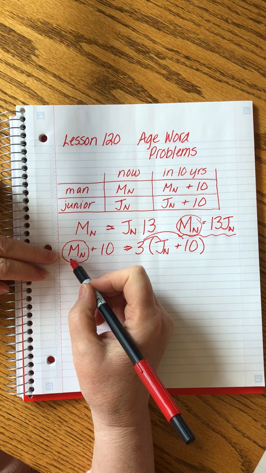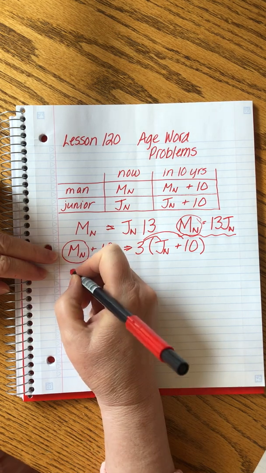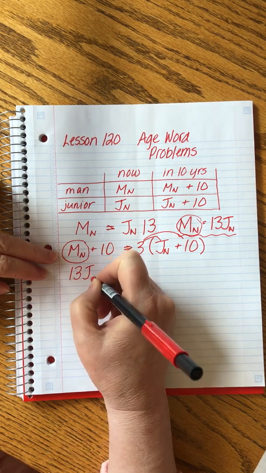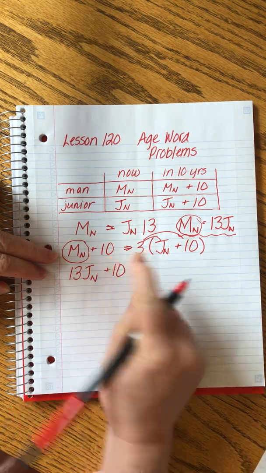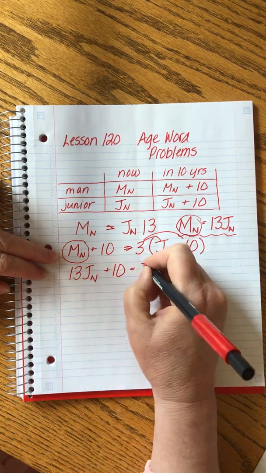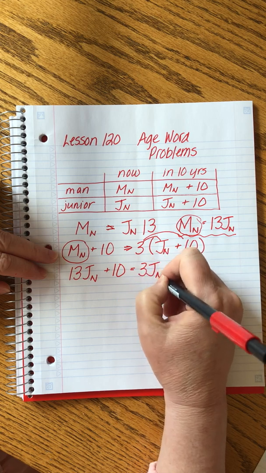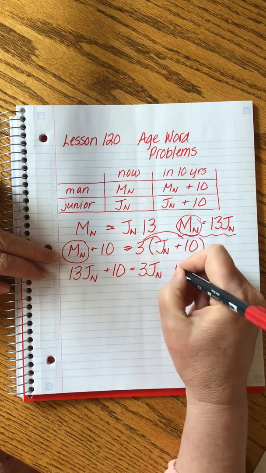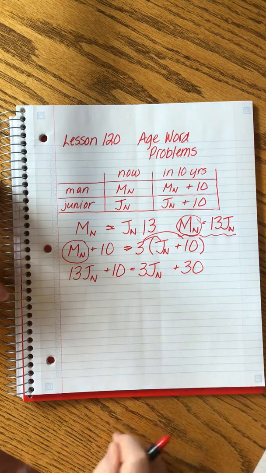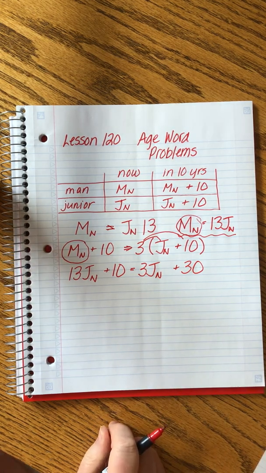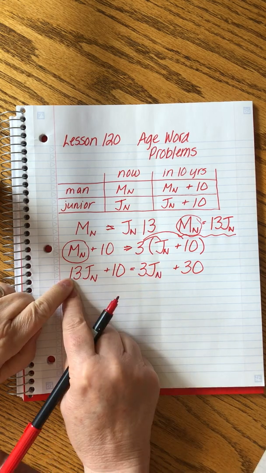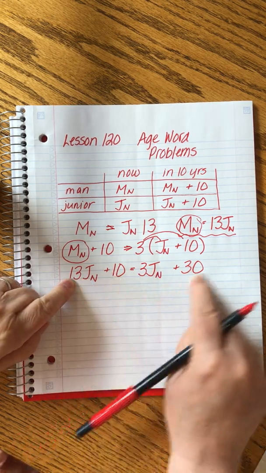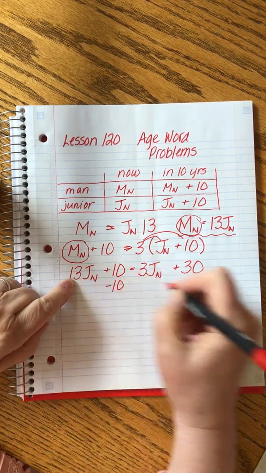Okay, so the left side becomes 13 times Junior's age now plus 10, right? That's this piece, equals 3 times Junior's age now plus 30. Are you feeling it? I'm feeling it. Okay, how do we want to swim things? This is the bigger jn. Let's bring this one over so we'll stay positive, and then we'll bring the 10 over that way.